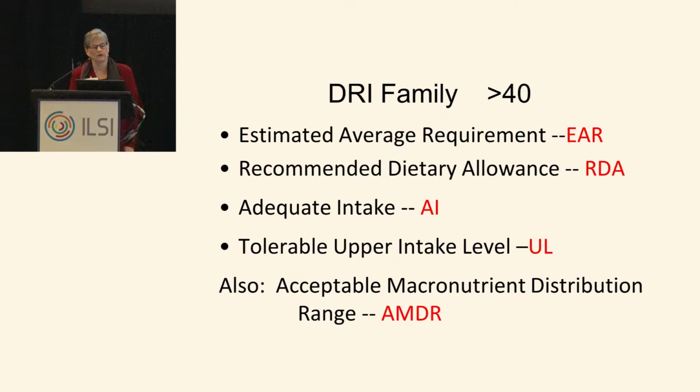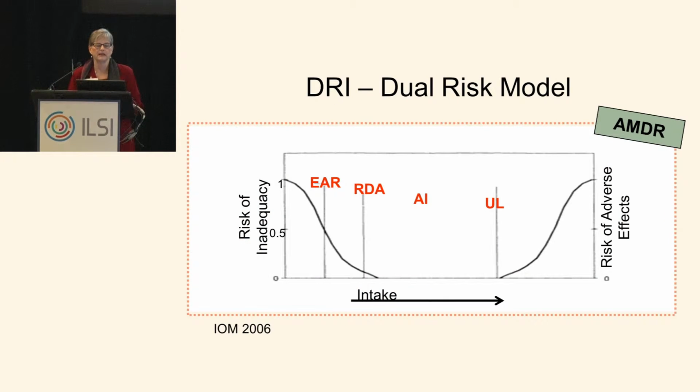And as you all know, another addition later on in the process was something called the acceptable macronutrient distribution range, which was a percent of intake from energy and was a way to pull together the energy-producing nutrients. This is the model, the dual risk model that you'll see in every DRI book and a lot of publications, showing the risk of inadequacy and the risk of adverse effects.